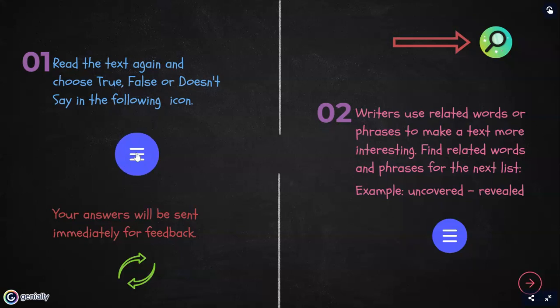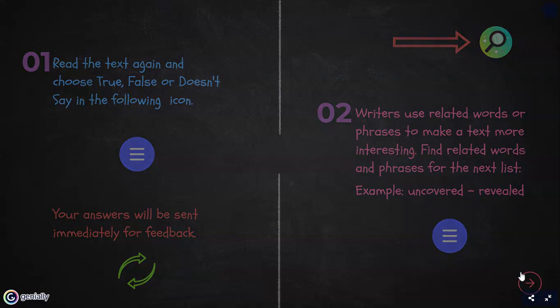This icon will lead you to a forms page. The results will be sent to your Google account. Here you have another one. This is about vocabulary, relating words and phrases, synonyms or similar ideas: uncovered, revealed. You have an example. Here you have the exercise. We go to the next part.